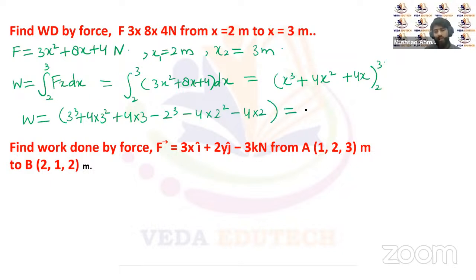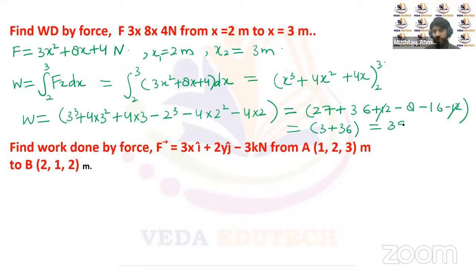So 3 cube is 27, right? 27 plus 3 square, which is 9, into 4 is 36, plus 12, minus 8, minus 16, and minus 12. So this and this will go. It will be minus 24 and 27, so we'll be left with 3 here. That will be 3 plus 36, so it will be equal to 39 joules.